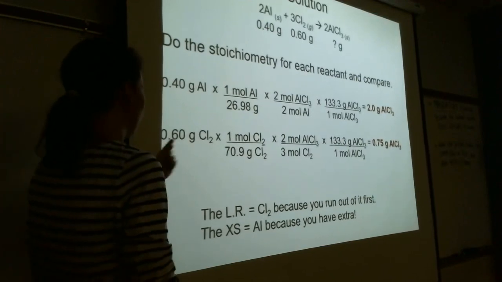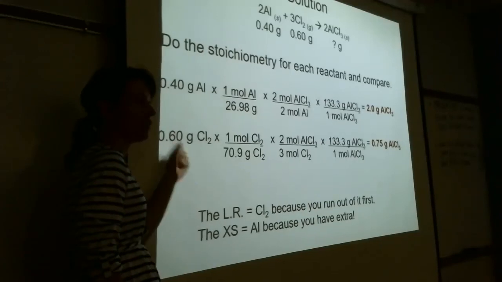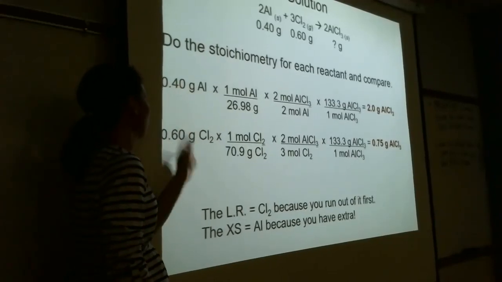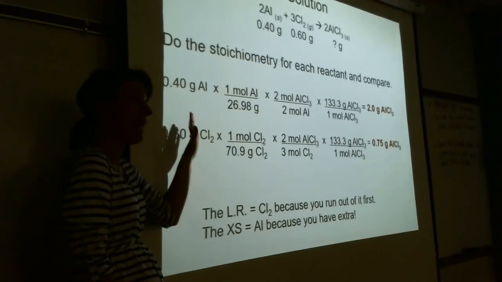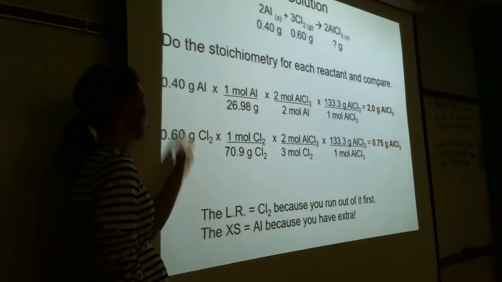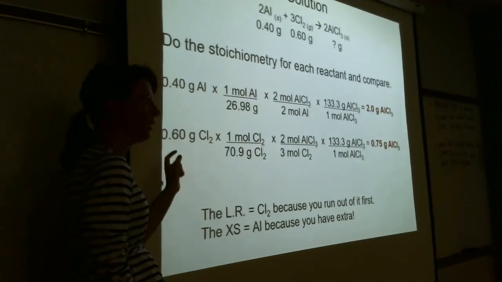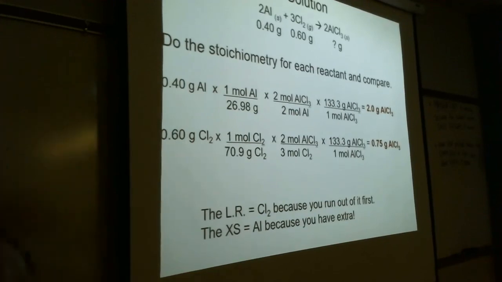Here's an example where the bigger number is actually the limiting reagent. So don't just look at those initial numbers and go, oh, that one's smaller, it's the limiting reagent, because that's a bad, bad, bad assumption to make. Stoichiometry is what determines this, not initial amounts. I'm going to stop the video. If you need to see this more, you can check out the video online. That's where we're going to stop today.